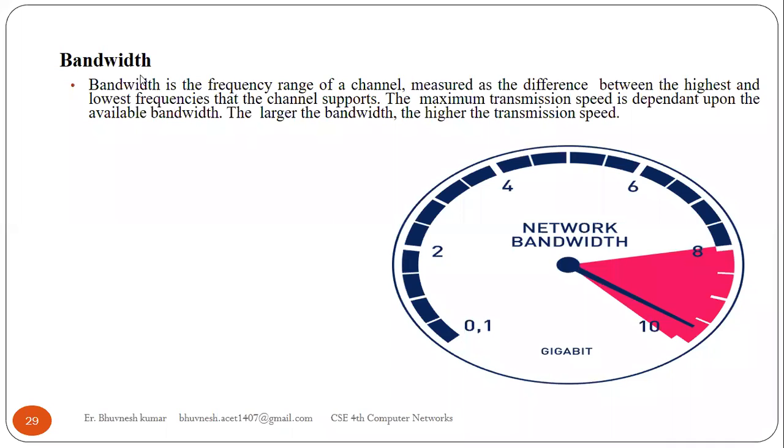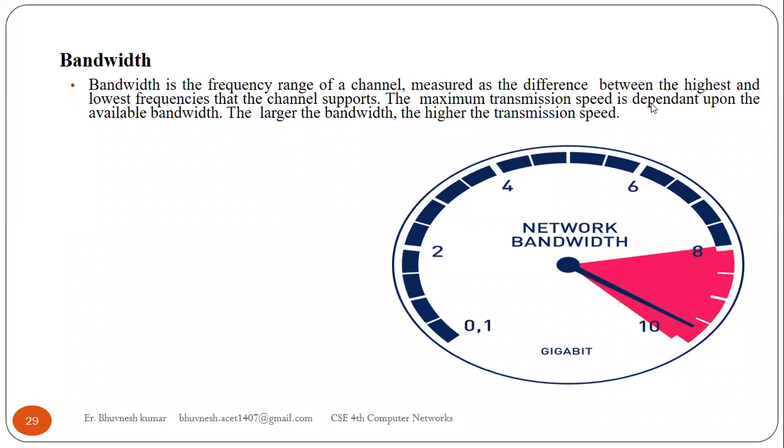Last is your bandwidth. Bandwidth is the frequency range of a channel, measured as the difference between the highest and the lowest frequency. Your internet speed varies from 10 Mbps to 40 Mbps. That range from 10 to 40 is your bandwidth, from the lowest to the highest. Bandwidth is the frequency range of a channel, measured as the difference between the highest and the lowest frequency that the channel supports.